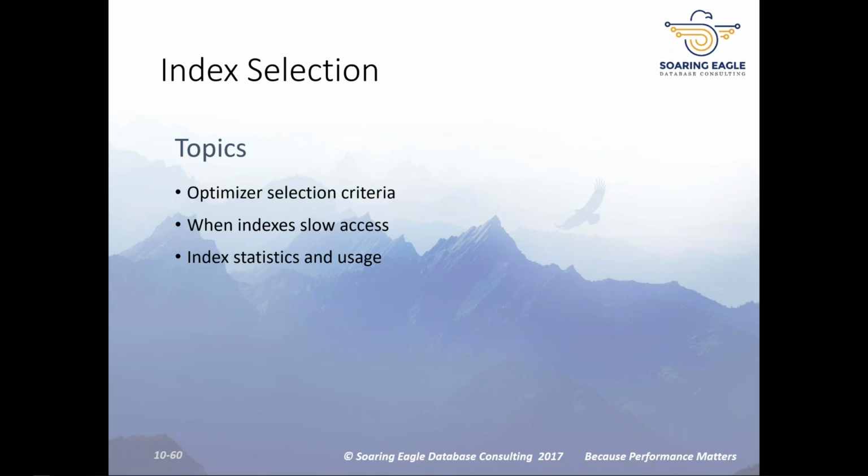So, next question is, how do we know which indexes we're going to use? Well, if you go back to the talk we did on telephone books, that can actually be pretty obvious. But let's talk about the less obvious ones, what the index structures look like, and how we're going to pick something. Topics for this section include optimizer selection criteria, when the indexes are going to slow the access down, and index statistics.